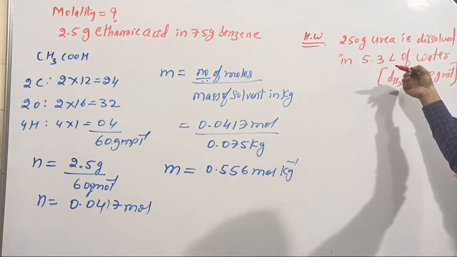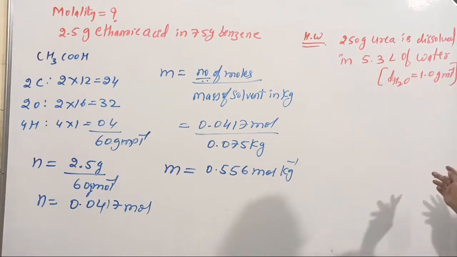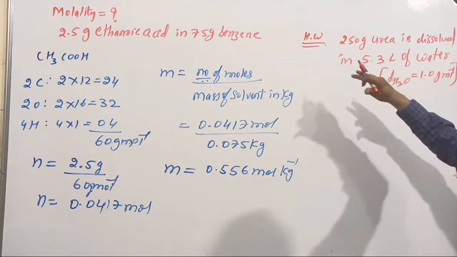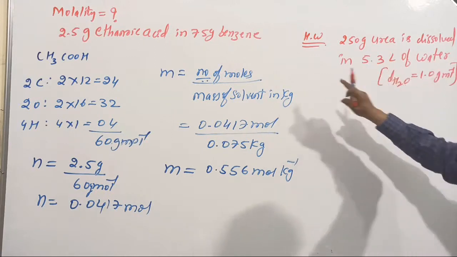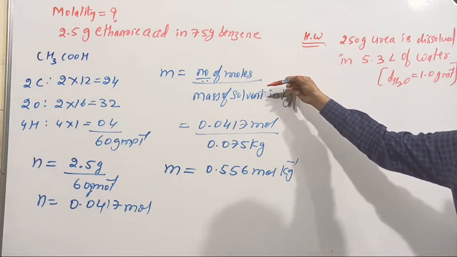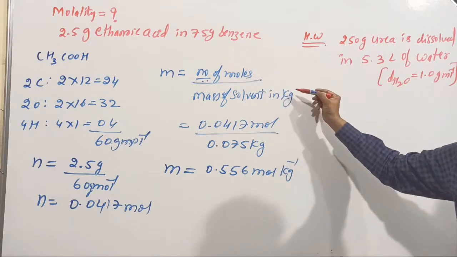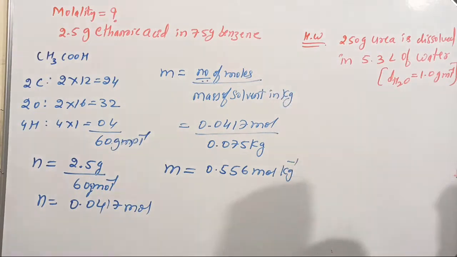5.3 liter you convert into kg using the relation density is equal to mass per unit volume. Then go for a formula. M is equal to number of moles of solute divided by mass of solvent in kg. Number of moles of solute divided by mass of solvent in kg, you will get molality.